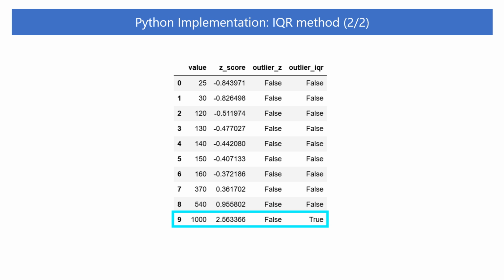By executing the code, we can obtain this result. The largest value is identified as an outlier. By using the IQR method, data that was not considered an outlier by the z-score method has now been detected as an outlier.